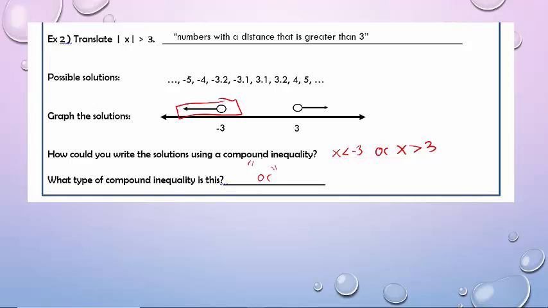And that's what makes this unit very tricky, is we have to determine, do we have an and kind of answer or do we have an or kind of answer? And that comes from the graph. So ands will always be connected, whereas ors will go apart. So you'll have to look at your graph and decide which situation you have.